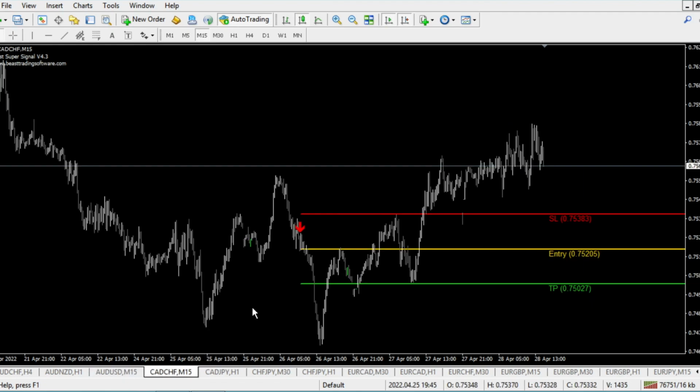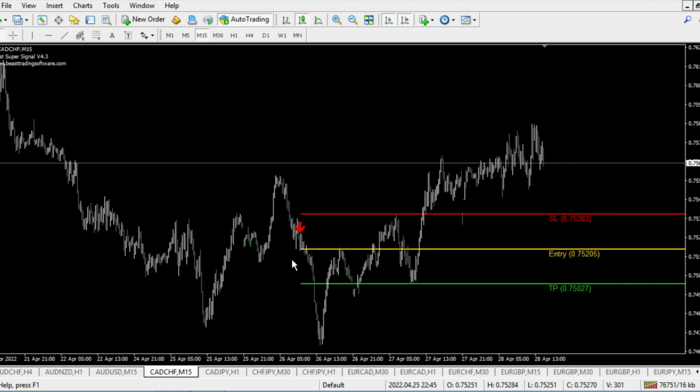The next pair is the Canadian dollar and Swiss franc. Only one signal here, not too much action on this pair for our indicator, but it was a nice easy sell, virtually 0% drawdown. A very nice signal, went into a good profit, quick easy win.